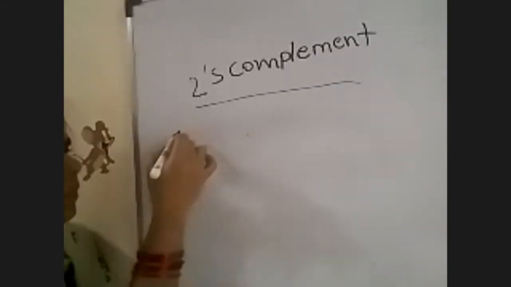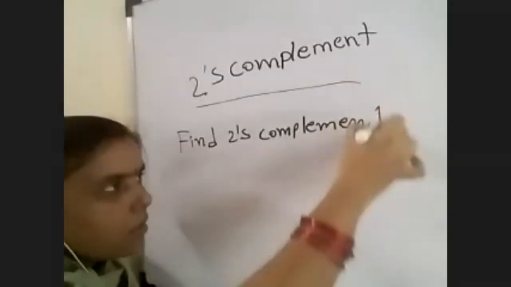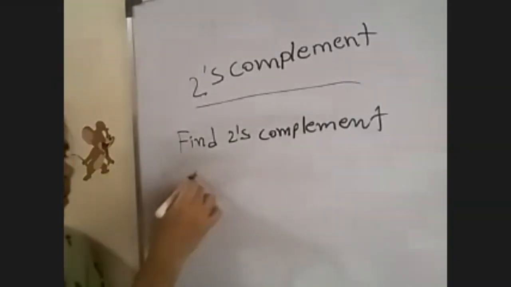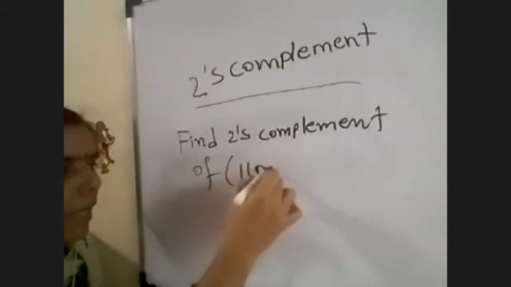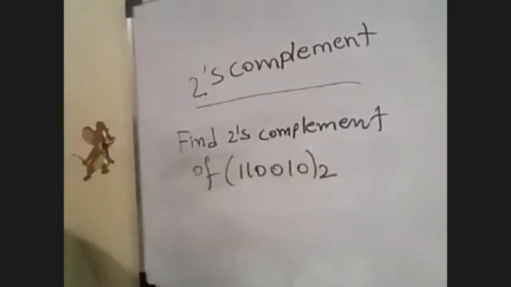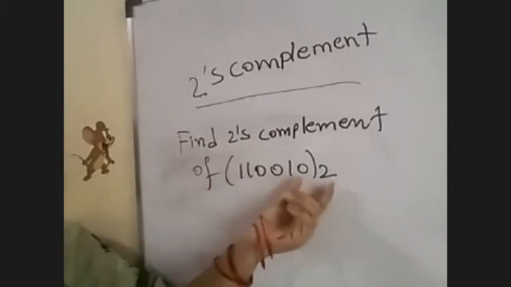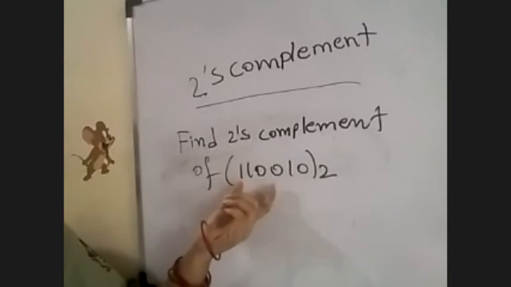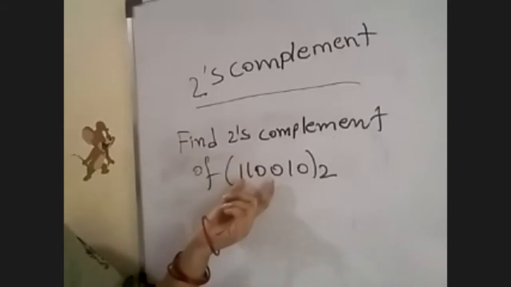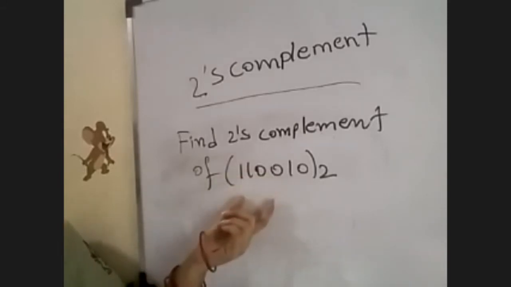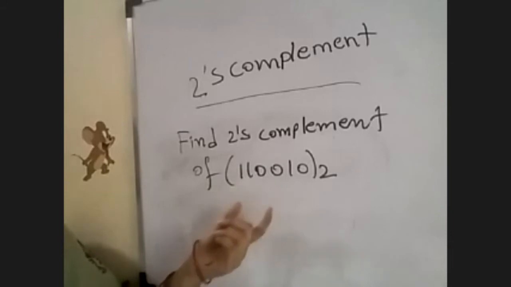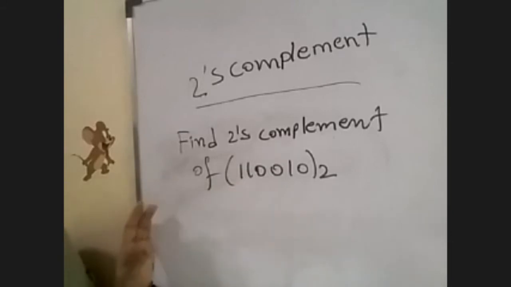Find the two's complement of 110010 base 2. This is the binary number, and you have to find its two's complement. What is the first step? For this binary number, you first convert to the one's complement. Later you add 1 to that one's complement, and then you will get the two's complement.